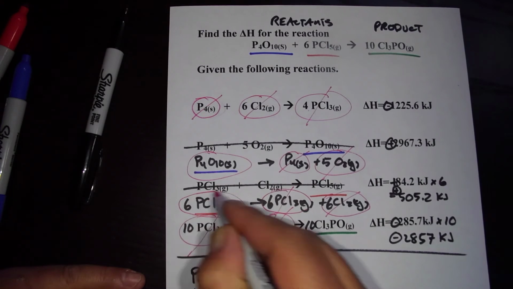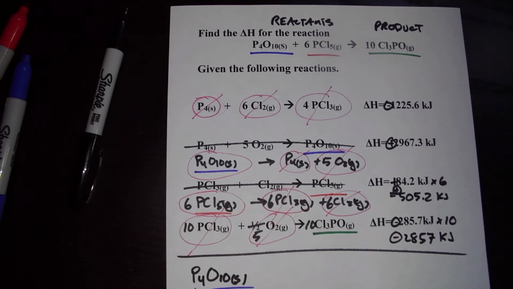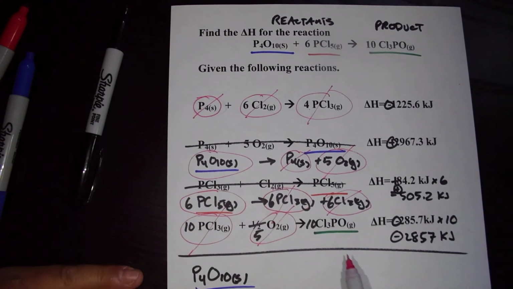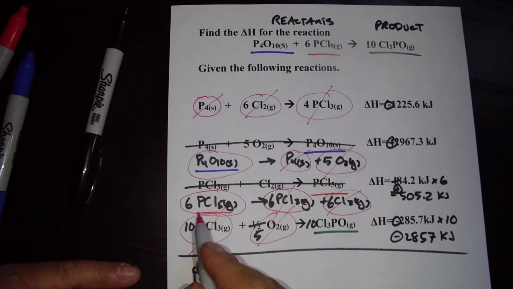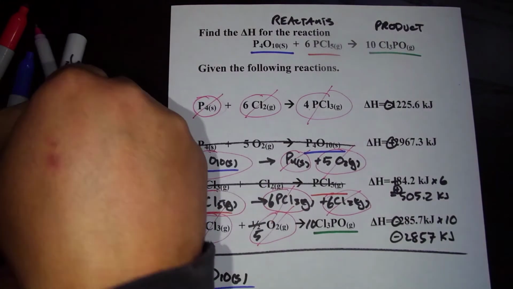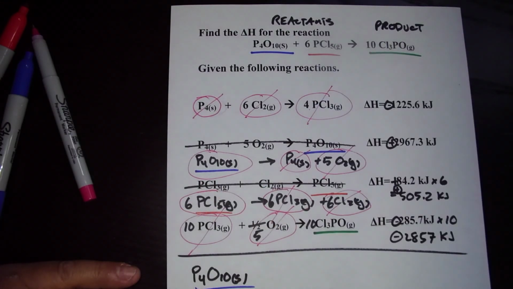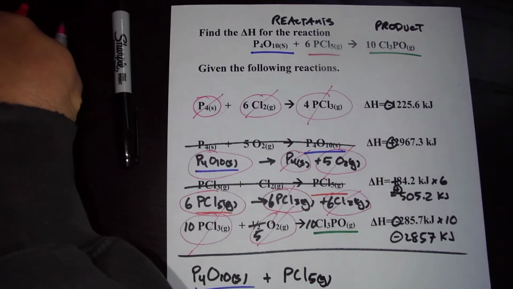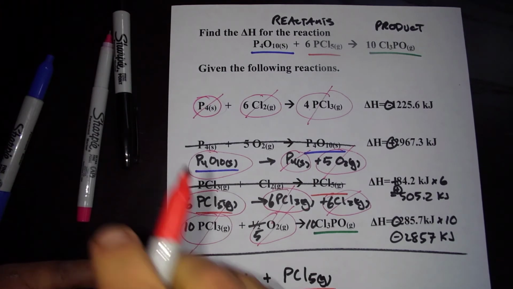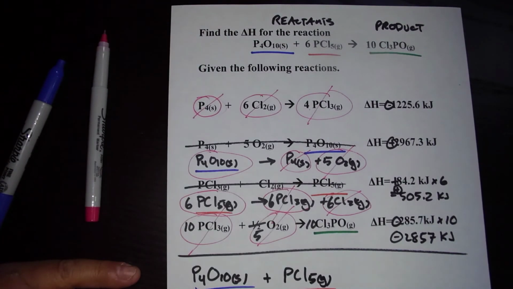Next line. Notice how I'm kind of systematically just going from top to bottom, left to right, just so I don't miss any. Here you have 6 PCl5, so that's what we wanted from up above. So I'm going to do plus PCl5 gas, and that's our red. So you can see that.